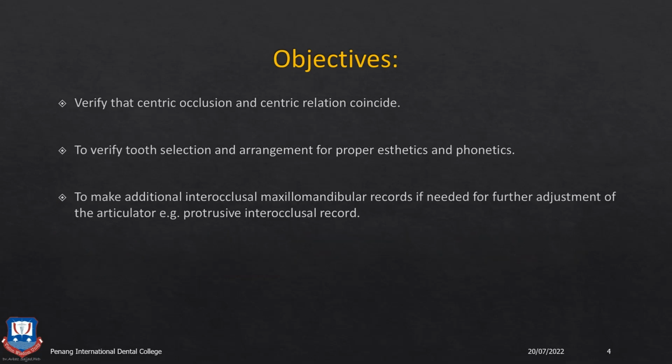The objective is to verify the centric relationship and centric occlusion, that they coincide, there is no slide in centric, there is no open bite. You need to verify the tooth selection, that is the tooth mold that you have selected for the patient, and that the teeth arrangement offers proper aesthetic lip support, cheek support, labial fullness, buccal fullness, all these things, and also to make an additional interocclusal maxillomandibular record if you feel that there is an error in the centric or the vertical jaw relationship.